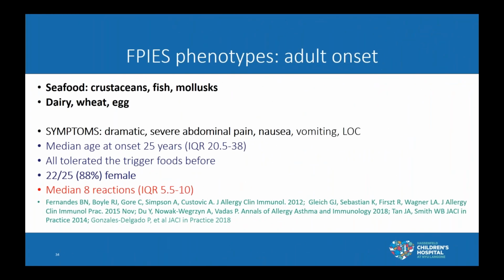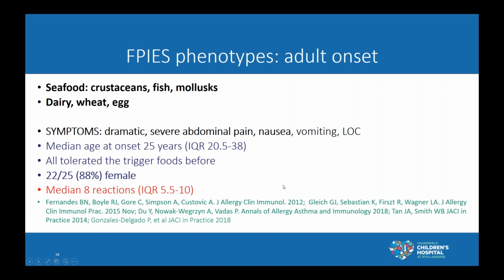So I also want to mention a few words about adult FPIES. We know that the vast majority of FPIES cases manifest in the first year of life. Some adults or older children may also experience FPIES reactions to seafood, particularly crustaceans, fish, and mollusks, but also rarely reported FPIES reactions to dairy, wheat, and egg. And most of the time, those are acute symptoms.